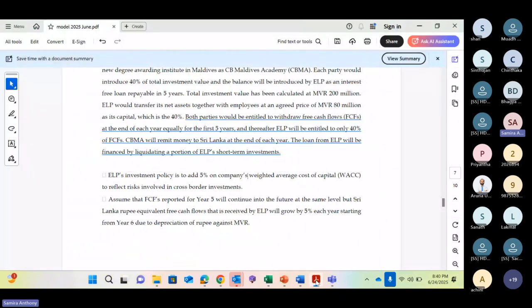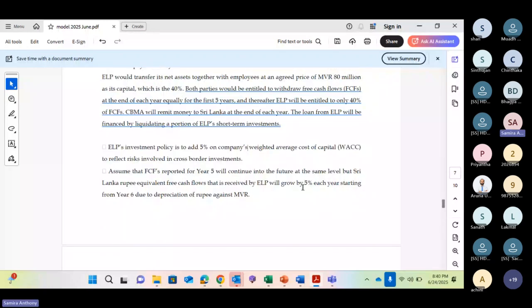Here they have mentioned that Sri Lankan rupee equivalent free cash flows will grow by 5% each year starting year 6, due to depreciation of the Sri Lankan rupee against the Maldivian rupee, right? Now it is starting from year 6.